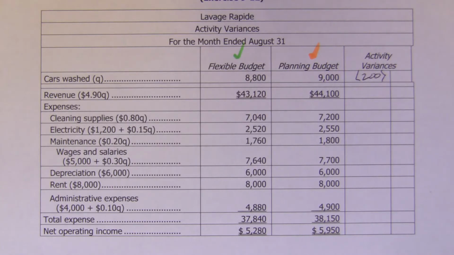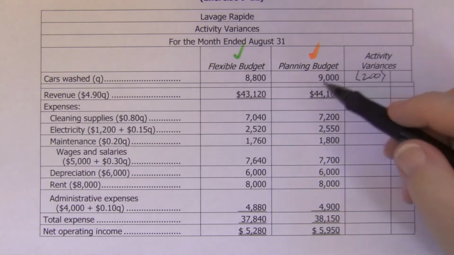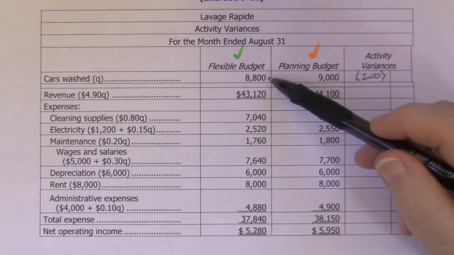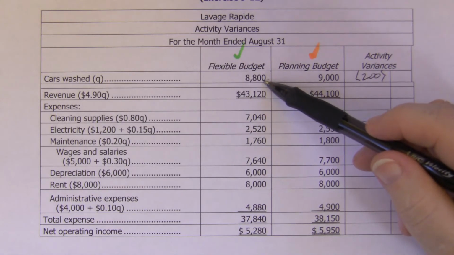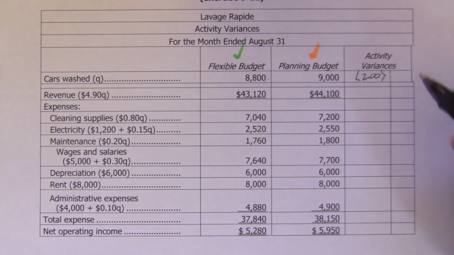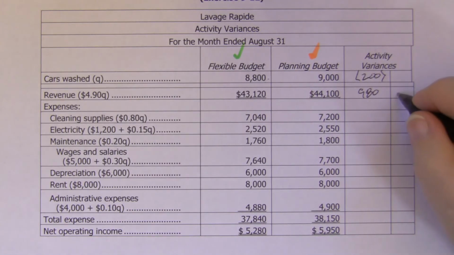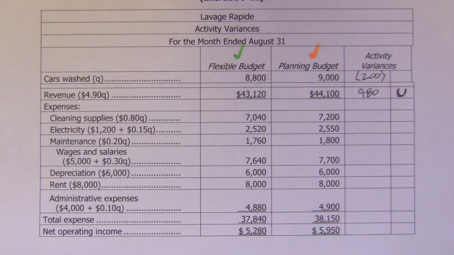Now, if we wash 200 fewer cars, it certainly should come as no surprise to you that we'll make less money. We'd planned to do 9,000 cars and make 44,100. We expect to do 8,800. That's 43,120. That's a $980 decrease, and that's unfavorable. Remember, unfavorable simply means your boss won't be happy to hear about it. Favorable means your boss will be happy to hear about it.